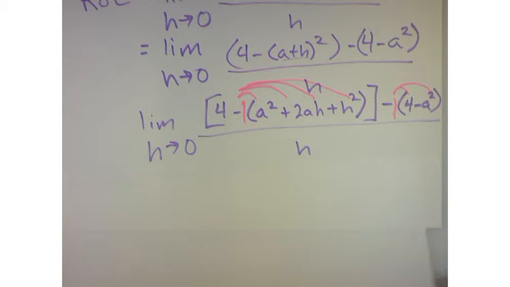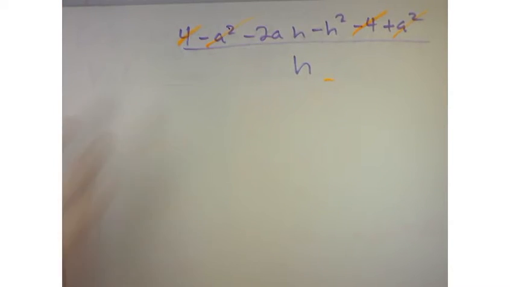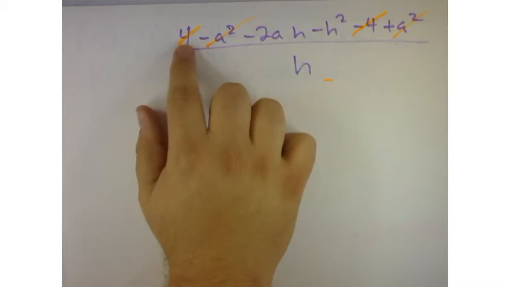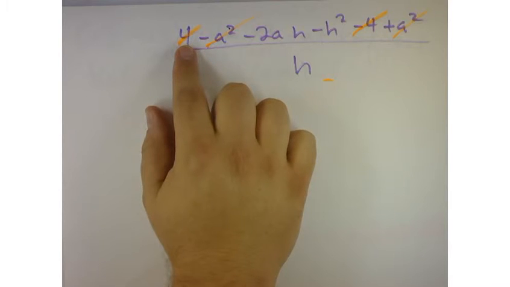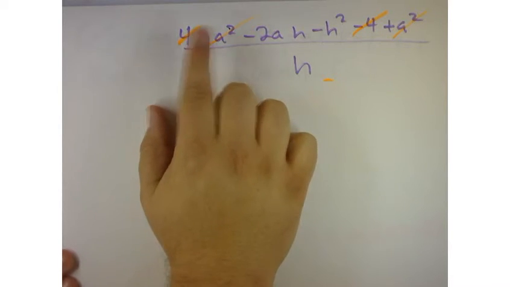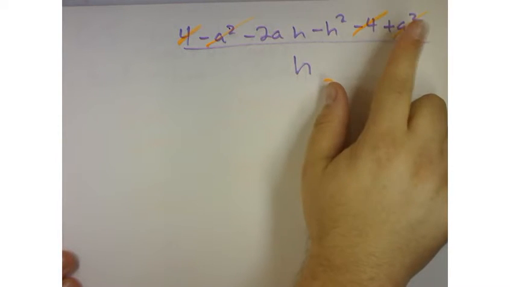So anyways, be quiet. As you do your algebra, you'll end up at this point, and what happens is, if you've done this correctly, every term that does not have an h in it will cancel out. That's important. If you don't get that happening, you made an algebraic error.